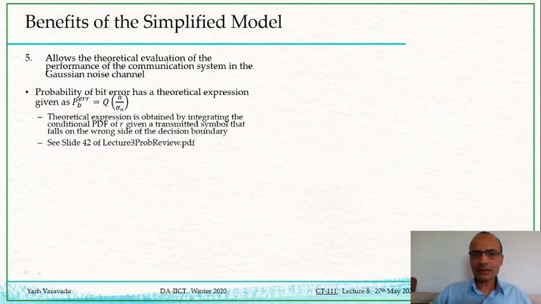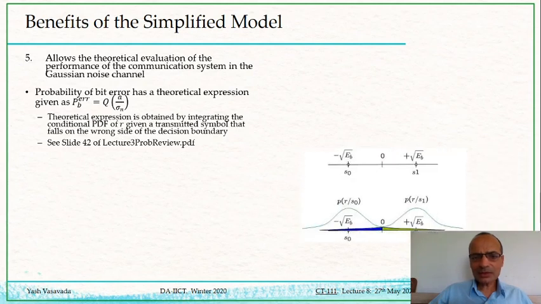And you may recall that the probability of bit error has a theoretical formulation which is given by the Q function, and the argument of the Q function is the ratio A divided by sigma n, where sigma n is the standard deviation of the noise, the square root of the variance. Why this came about was explained in an earlier lecture. If you look at slide 42 of lecture number 3, you will see a derivation of this particular formulation.